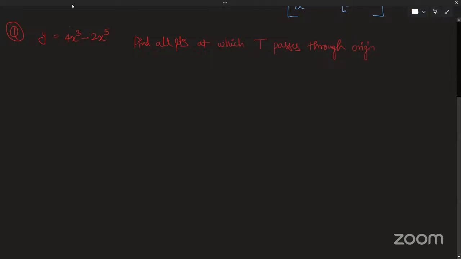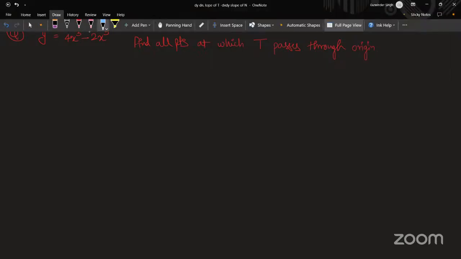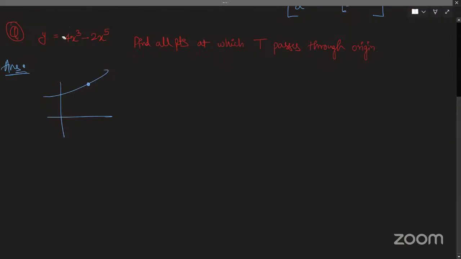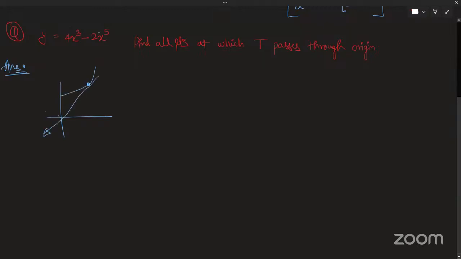Okay, so what is happening is, for example, you have got your curve something like this. So this is your point on the curve. At this point, if you draw the tangent, that tangent is passing through the origin. So it is asking you to find all such points on this curve at which the tangent is passing through the origin. The origin can be written as 0, comma 0.